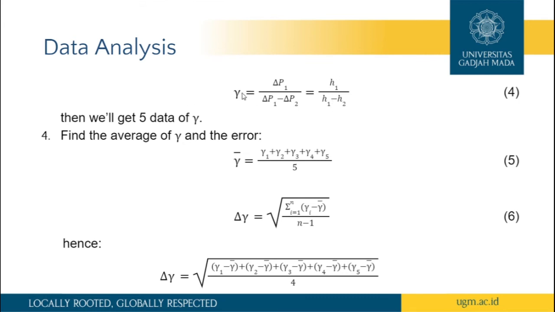Then, we will use this equation to get 5 data of Laplace constant. And then you can find the average of the gamma, or the Laplace constant. Yeah, so you just sum these up and divide by 5. And for the error of the gamma, you can use equation number 6, or the expansion of equation number 6 as shown in these equations.